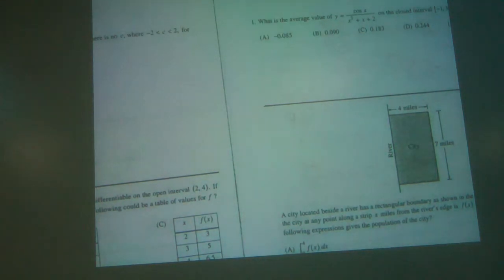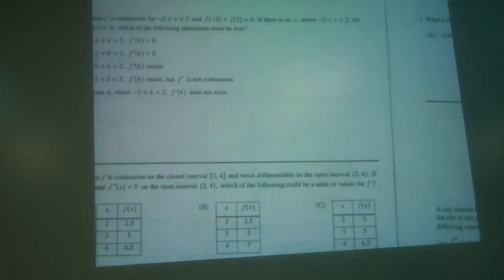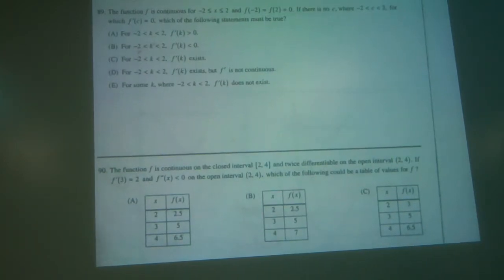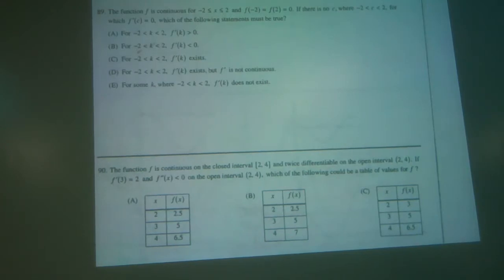All right. 89. Okay, so on 89, this is basically testing whether or not you remember a theorem. So the function f is continuous on the interval negative 2 to 2, and f of negative 2 and f of 2 are both 0.